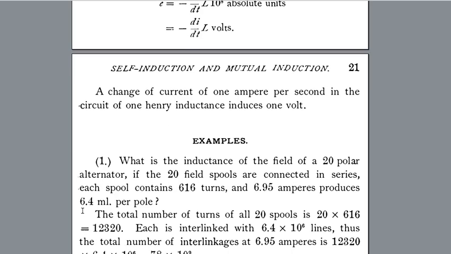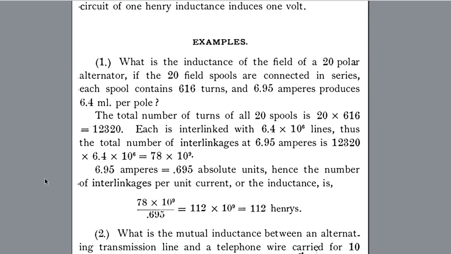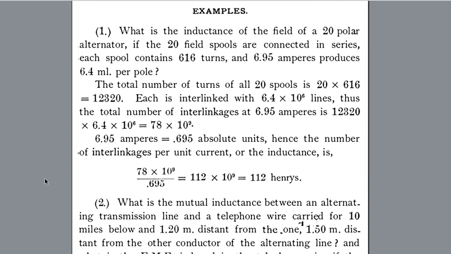Examples. 1. What is the inductance of the field of a 20-pole alternator, if the 20 field spools are connected in series, each spool contains 616 turns, and 6.95 amperes produces 6.4 megalines per pole? The total number of turns of all 20 spools is 20 times 616, which equals 12,320.